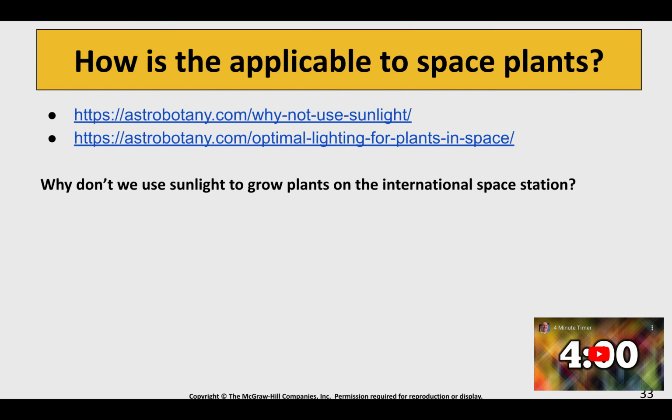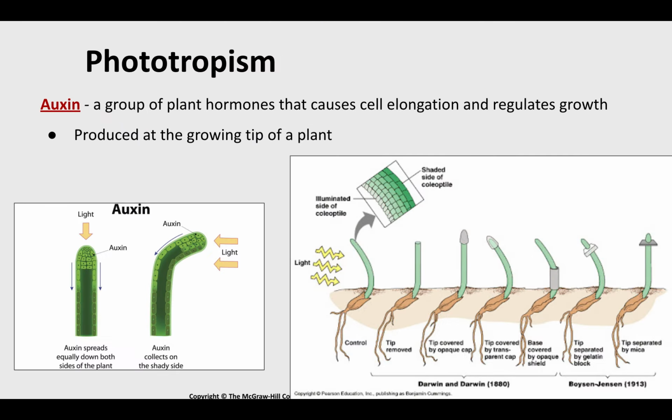I wanted to end by doing a quick group project: how do we apply everything we've learned here to space? I want you to take 4 minutes, work with a partner, look at these links, and answer the question: why don't we use sunlight to grow plants on the International Space Station? They're closer to the sun than we are. Why don't we use sunlight? So take a couple of minutes to look at these links. They're very short links.